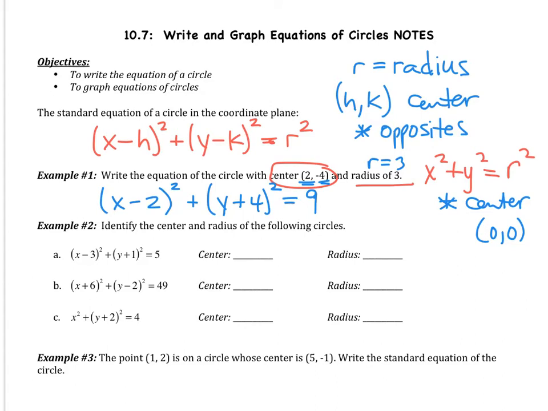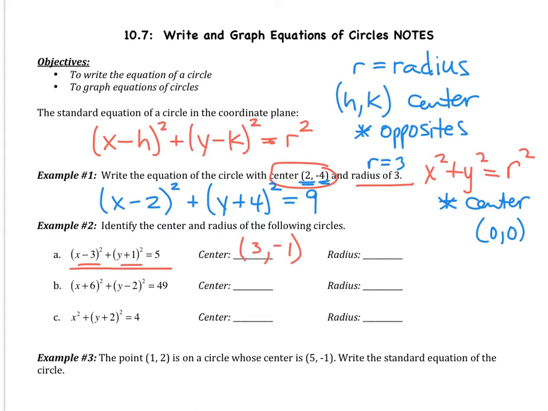Anybody freaking out at this point? We're good? Okay. So in example 2, all they're asking you to do is go the other direction. They gave us the equation of the circle, and now I have to find the center. Well, the center is the opposite. So since it says minus 3, the center is at positive 3. Since it says plus 1, I'm going to put negative 1.